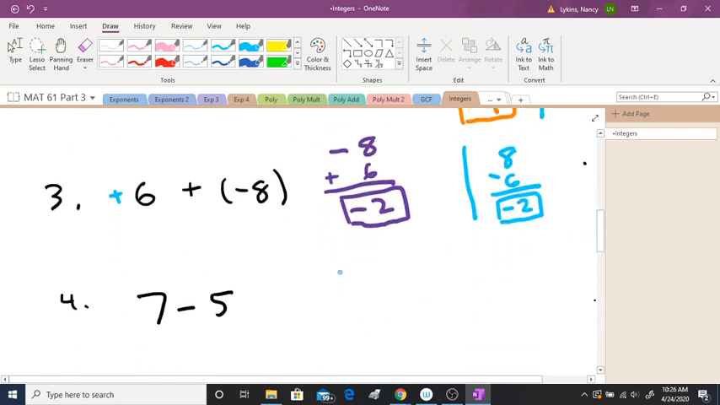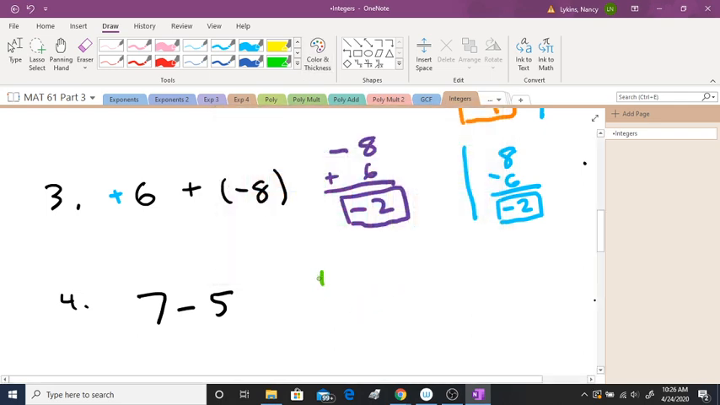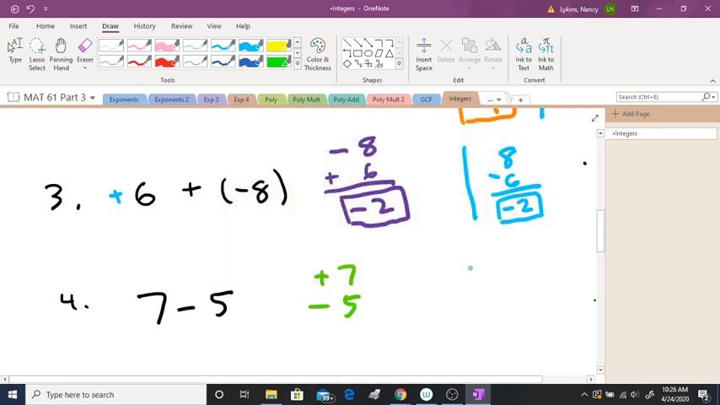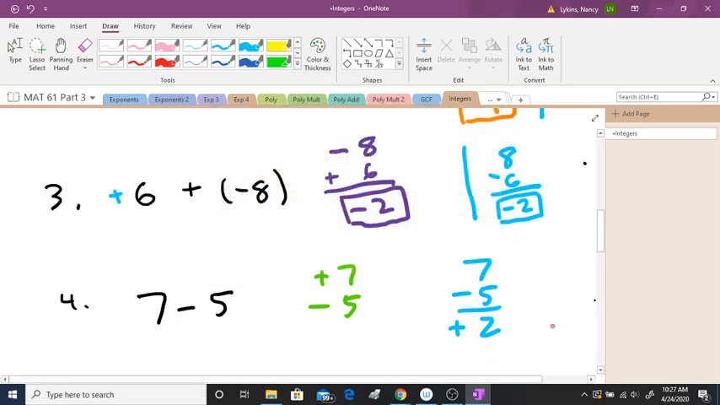Seven minus 5. Now, most of us in here understand this, but let's take a look at this. 7 is positive, and we're subtracting 5. Okay? So if you want to do my little hint in blue, that means you just subtract them. 7 minus 5 is 2. And since the 7 is positive, that means the 2 is positive. However, in math, you do not have to put a positive sign with the 2, so the answer is just 2.